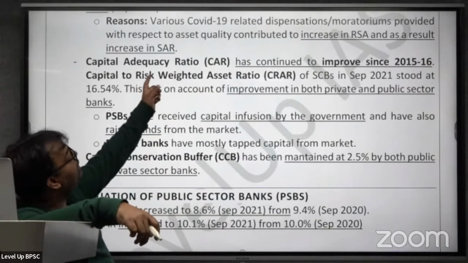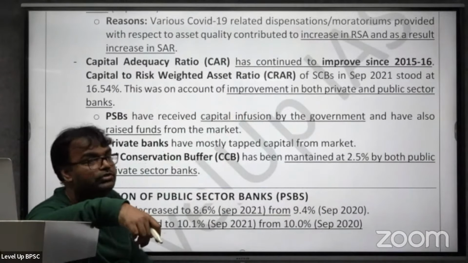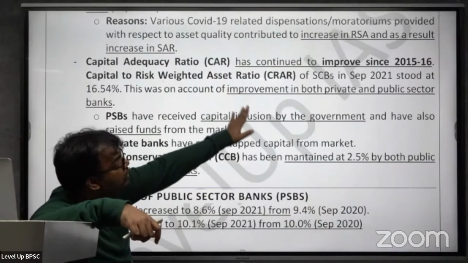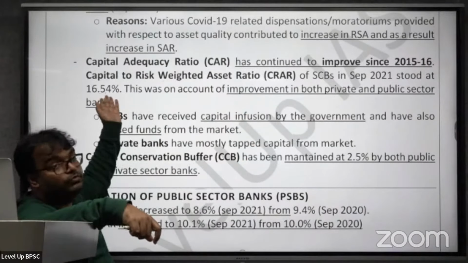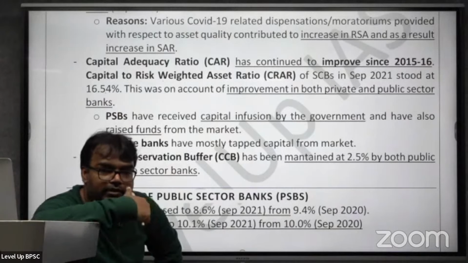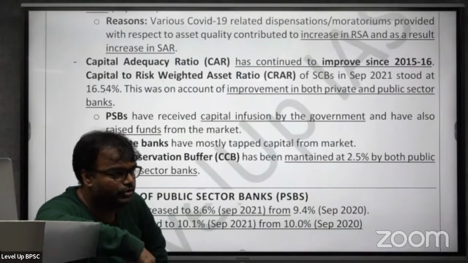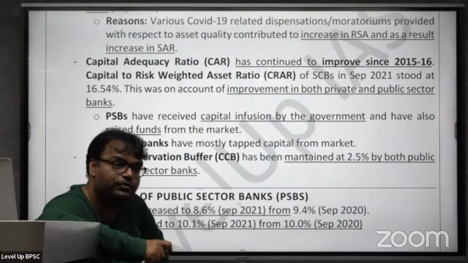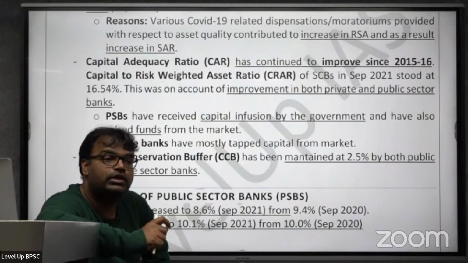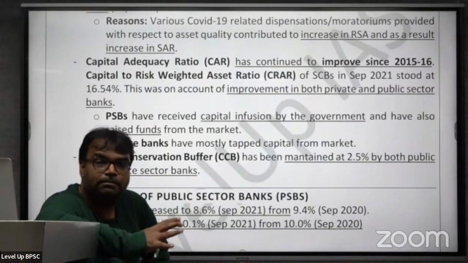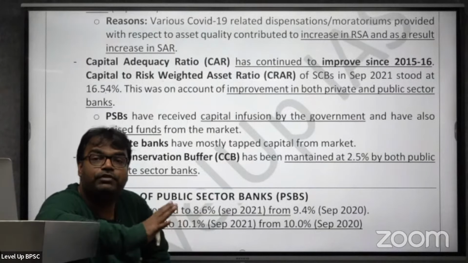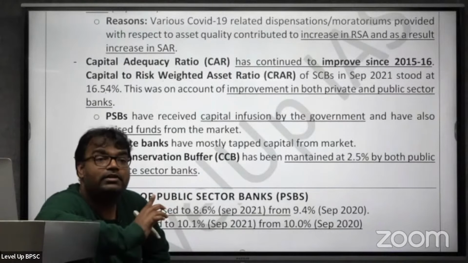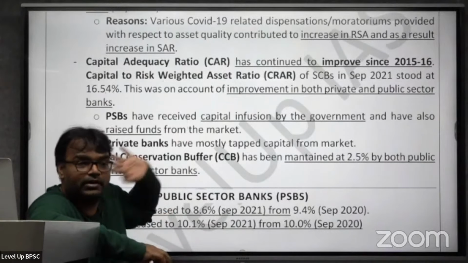So capital adequacy ratio has continued to improve since 2015-16. Capital to risk weighted asset ratio of scheduled commercial banks in September 2021 was 16.54%. Capital to risk weighted asset ratio is 16.54% right now. What is it trying to say? If the loans are of 100 crore rupees, banks have a capital of 16.5 crores. Risk weighted loans, I'm sorry, risk weighted loans are of 100 crore rupees. Banks have capital of 16.5 crore rupees right now.